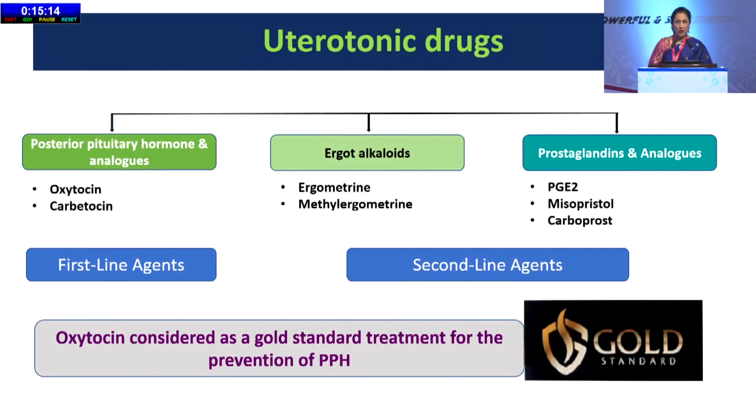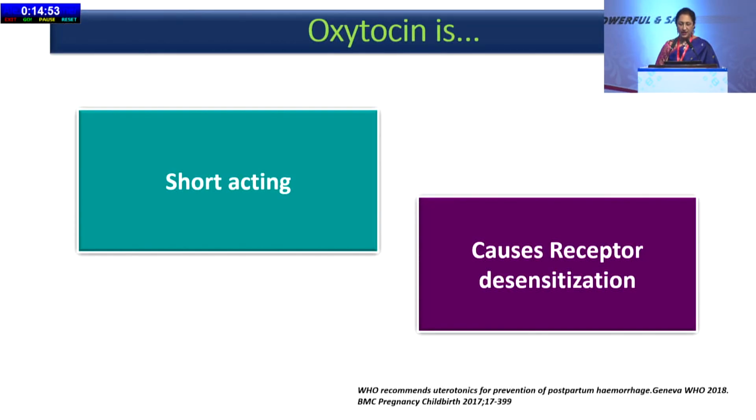So coming to the uterotonic drugs, we have the posterior pituitary hormones and analogs, which are oxytocin and carbetocin. And we have the ergot alkaloids, ergometrine and methylergometrine. And of course, the prostaglandins: PGE2, misoprostol, and carboprost. But the posterior pituitary hormones, oxytocin and carbetocin, stand as the first-line agents.